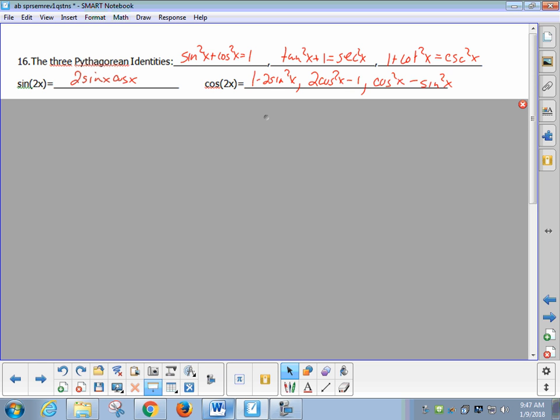Because that would be 1. That would mean cosine of any 2 times any angle is 1. That's ridiculous. That's not logical. Okay? 2 cosine squared minus 1 and 1 minus 2 sine squared.